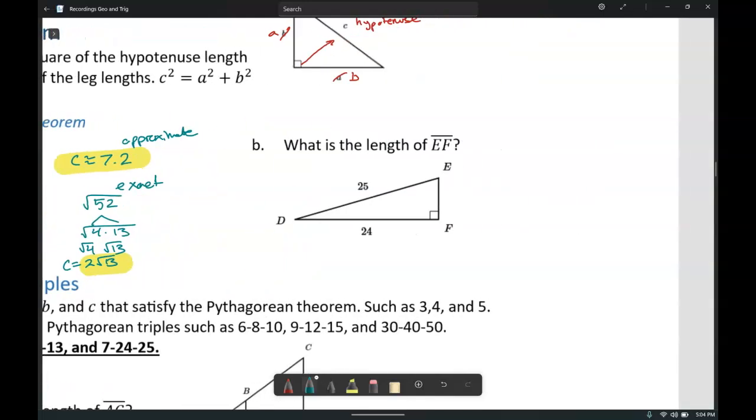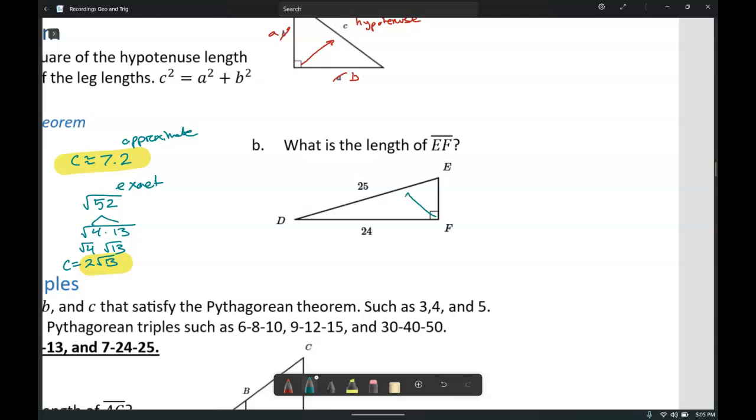Now for our next triangle, I want you to think for a second and try to identify what the hypotenuse of this triangle is going to be. Is the hypotenuse going to be side EF? Is the hypotenuse going to be side DF? Or is the hypotenuse going to be side DE? And how do you know?